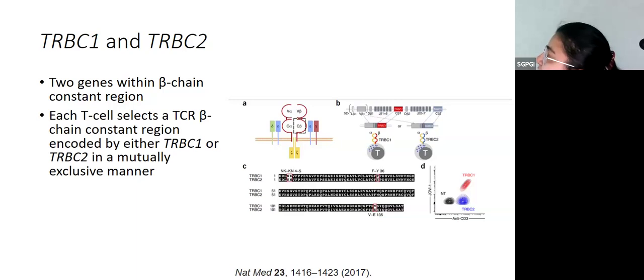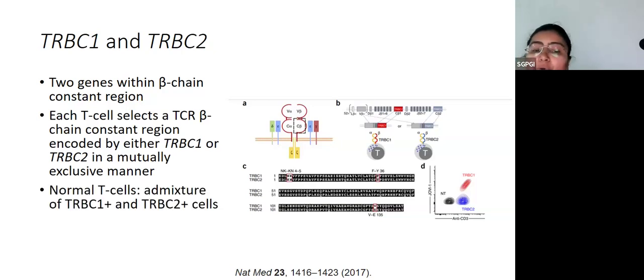And they have very minimal differences in nucleotide, but these T cells, when they rearrange their TCRB gene, select either TRBC1 or TRBC2. So this particular T cell has selected TRBC1 and this particular T cell has selected TRBC2, right? So the pattern that you have is that a normal sample will have an admixture. So this is TRBC1 positive and by default, the blue cells are TRBC1 negative.